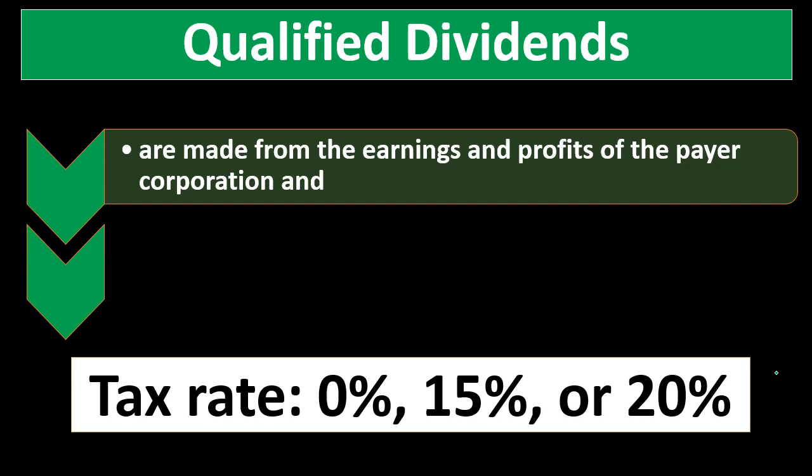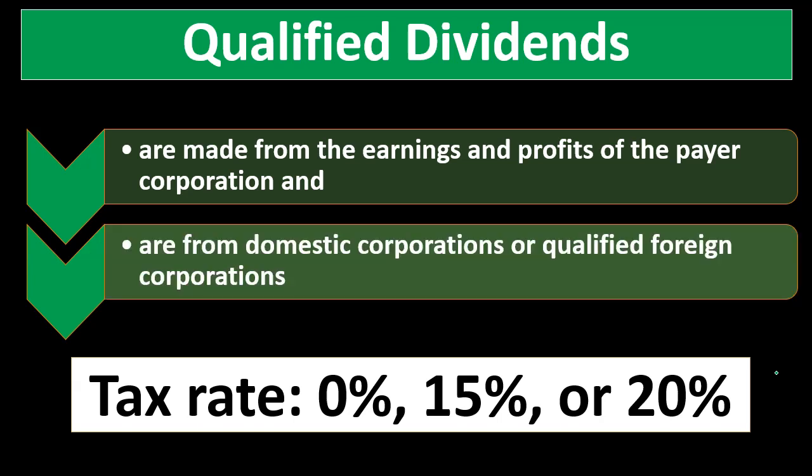So the qualified dividends are made from the earnings and profits of the payer corporation. That's what a typical dividend is. It's made from the earnings. The company makes earnings and then pays it out to the owners. And there could be payouts that aren't that, in that case, right? They paid out the capital, the original investment, but we won't get into that. Qualified dividends are from domestic corporations or qualified foreign corporations.